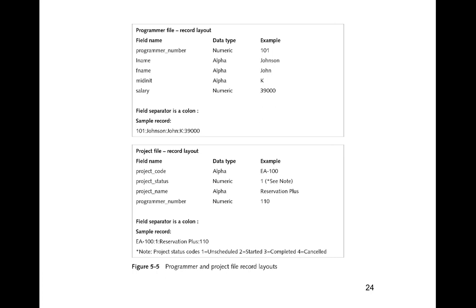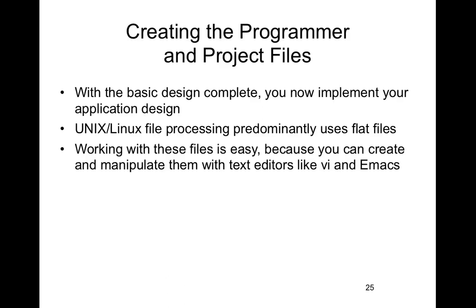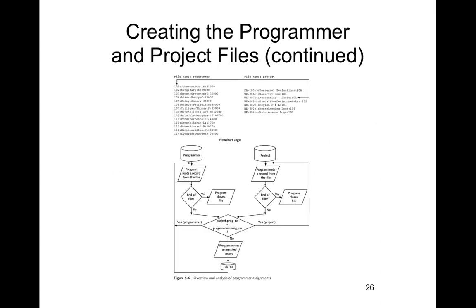Here's another project file. It's a record layout underneath it. And then a couple examples of file layouts, essentially. Then you create the programmer and the project files. You actually just use Nano to create these files. You can put this together and it works quite well. Basic design: implement your application design by creating a bunch of files. Working with the files is easy because you can create and manipulate them with VI or Emacs or Nano.